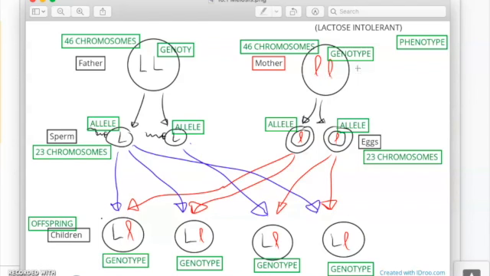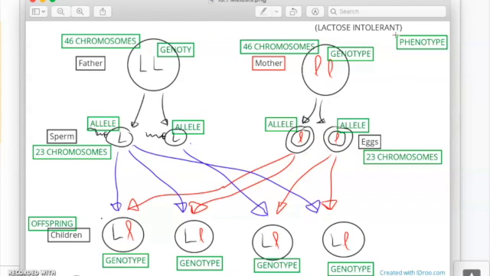Okay, genotype, remember, is the combination of two or more alleles that make up a phenotype. Phenotype is the actual expression of the genotype. It's what actually shows up in the physical expression.